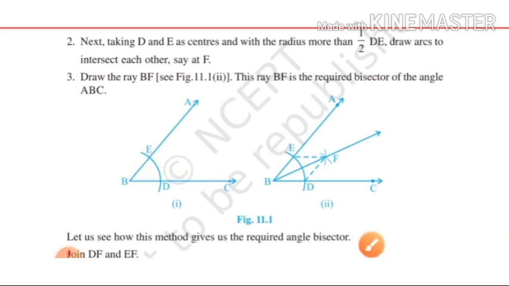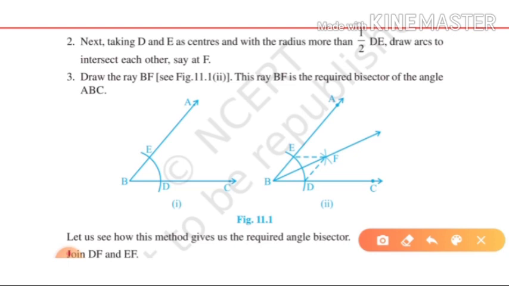Now we have to take a compass and draw any arc, taking this B as center. Here you can see the arc drawn is DE. Now the next step is, without changing the radius. Remember, we should not change the radius.